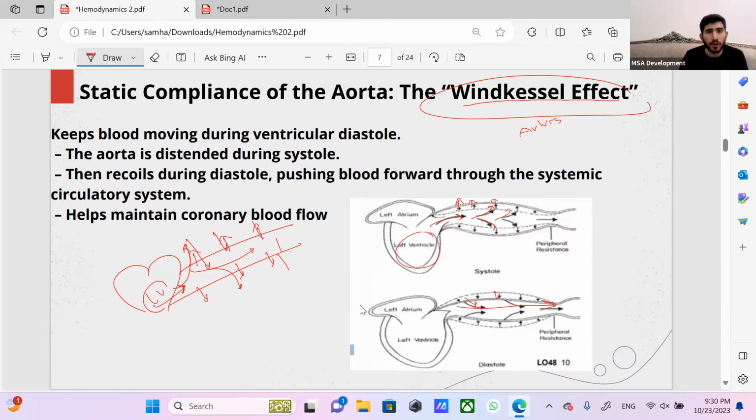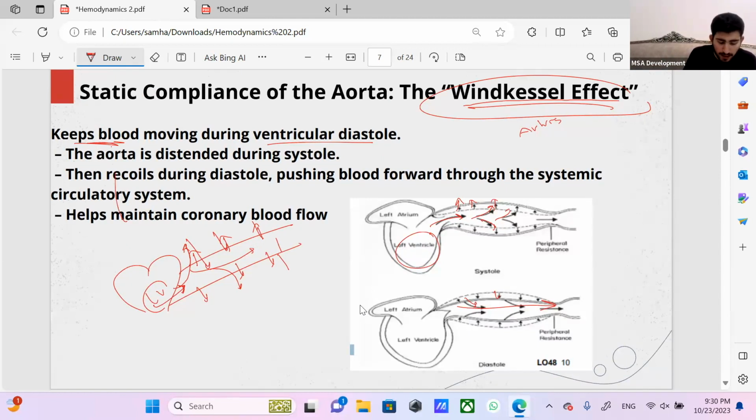The Windkessel effect is very important. The Windkessel effect is basically the elastic recoil of the aorta that will make the blood move in one direction. Okay, that's exactly it. And so the Windkessel effect is very important because it will direct the blood to move in one direction. And so it keeps the blood moving in one direction during the ventricular systole.